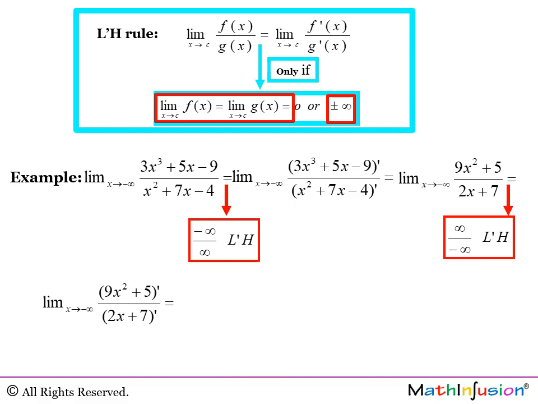So we apply again, and we get the limit of 18x over 2 when x approaches negative infinity. This is the limit of 9 times x when x approaches negative infinity, and we get negative infinity. I would like to recall that we also could divide top and bottom by x to the power of 2.